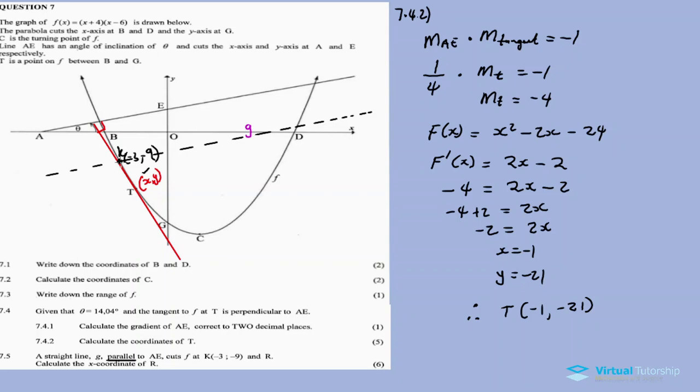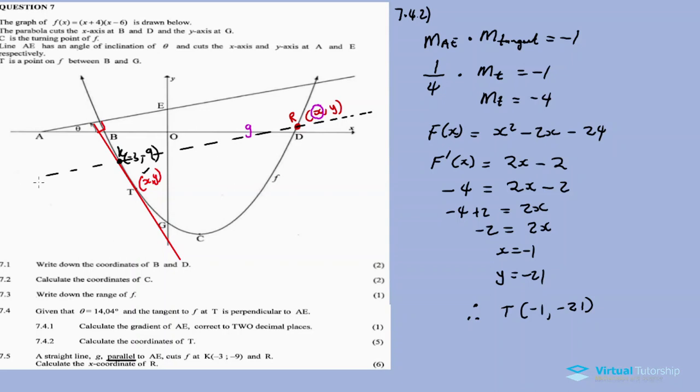Now K I have already drawn, and then at R as well. And then at R we need to calculate the x coordinate of R. This is the point we want to calculate. So how can we get it, right? Look, since R is the point of intersection between G as well as F.